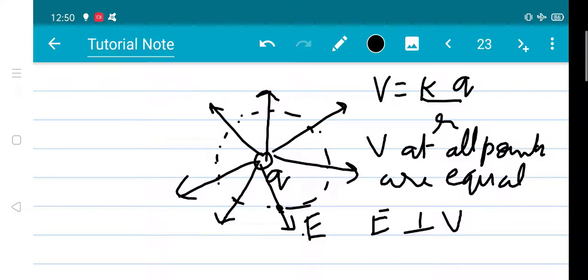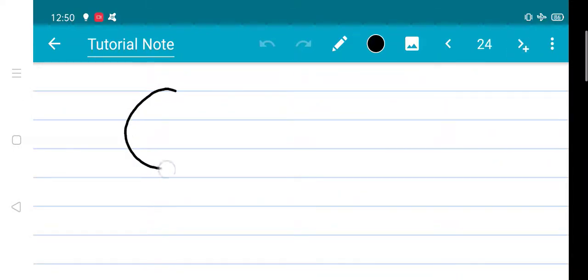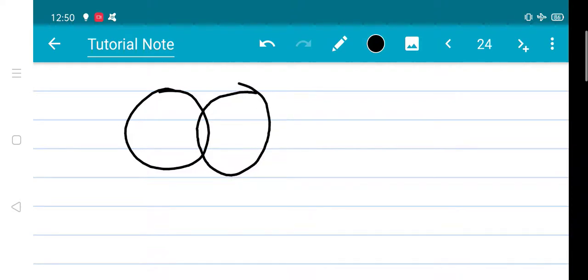No two equipotential surfaces can cut each other. That is, if I have this equipotential surface and another equipotential surface just like this, they will never cut each other. Why? Because at these points you will get two directions of electric field, which is not mathematically possible. An electric field will have a unique direction, hence two equipotential surfaces cannot intersect with each other.